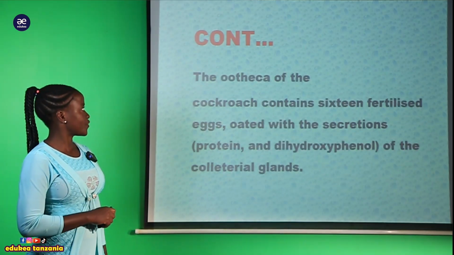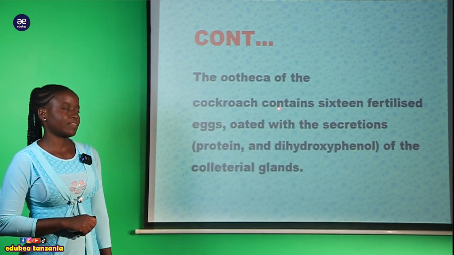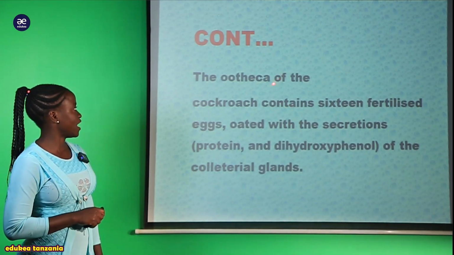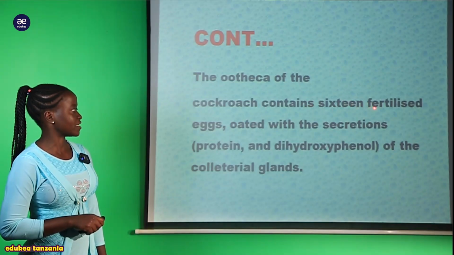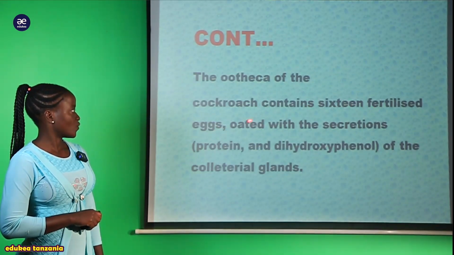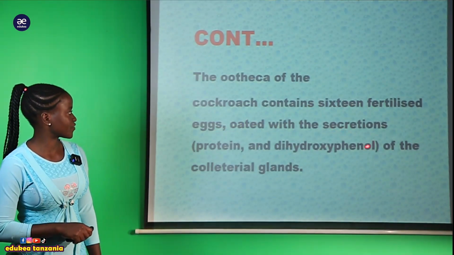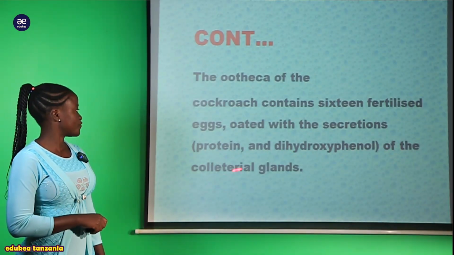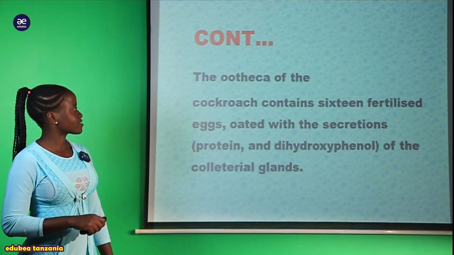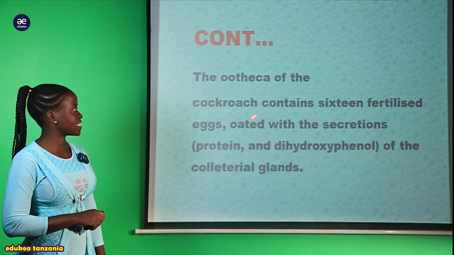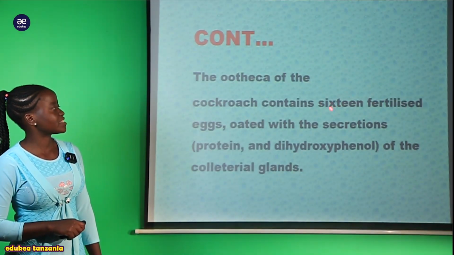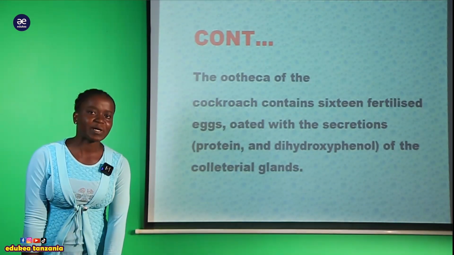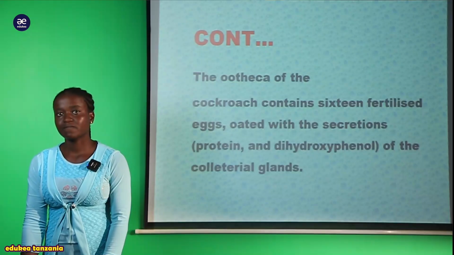So also we have another thing, that is the urethra. What is the function of this urethra now? Here we are saying that the urethra of the cockroach contains 16 fertilized eggs, glued with the secretion of proteins and dihydroxyphenol of the collateral gland. Kwa hiyo sasa hii urethra ambayo inapatikana ndani ya cockroach ina contain 16 fertilized egg. Kwa maana kwamba ndani ya urethra ndipo ambapo fertilization process inatake place.